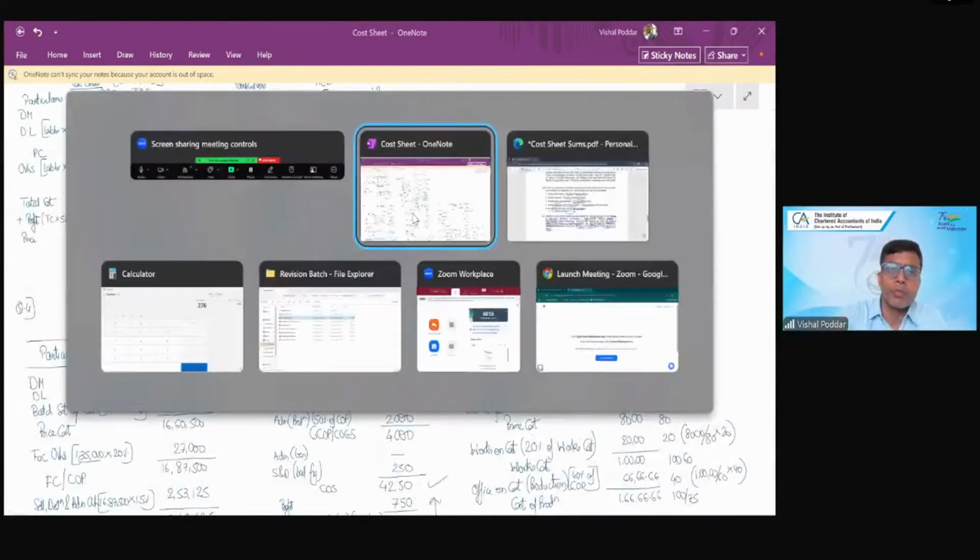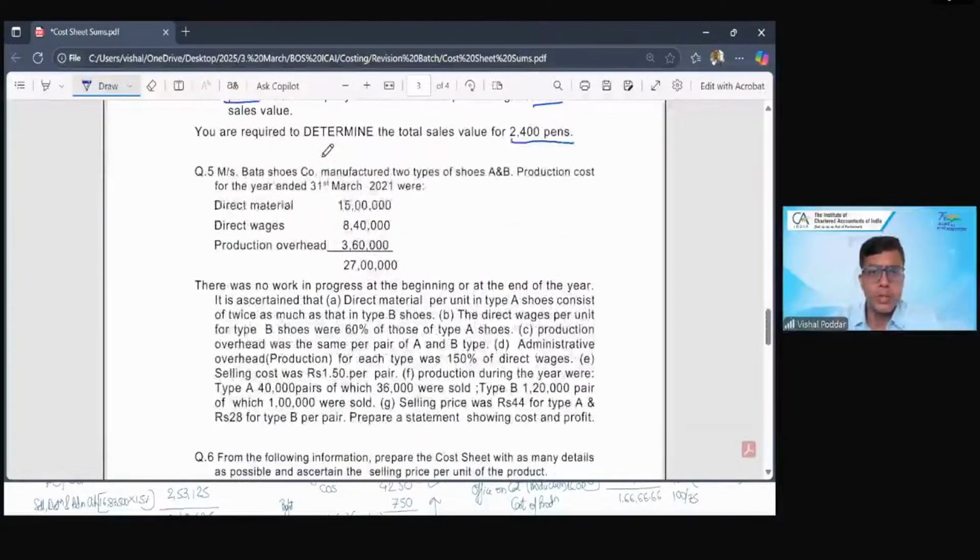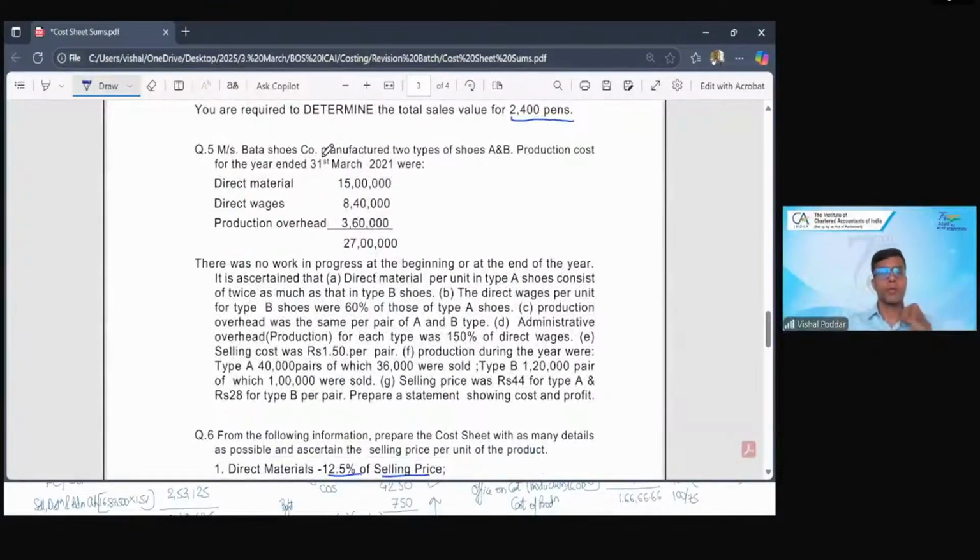Now, let me take you to another interesting question. This one. Chalo, read the question so that before I can take you to the answers, you should first read and understand what the question is all about.